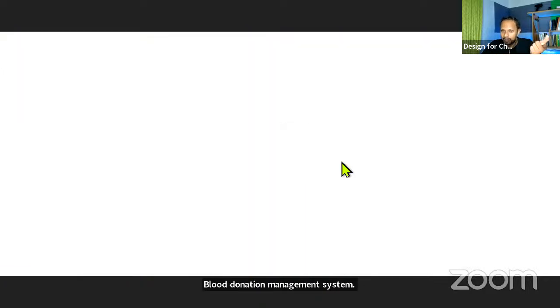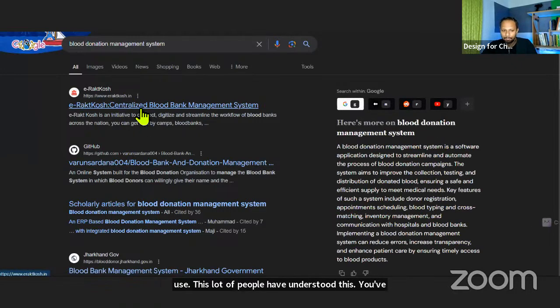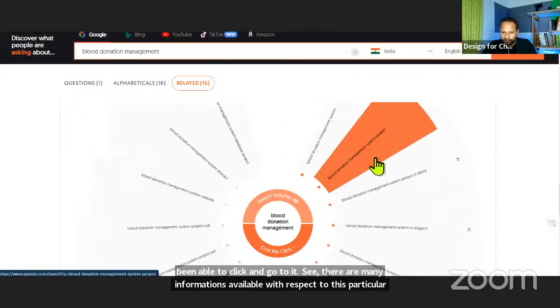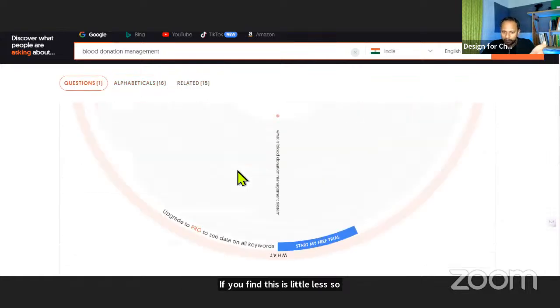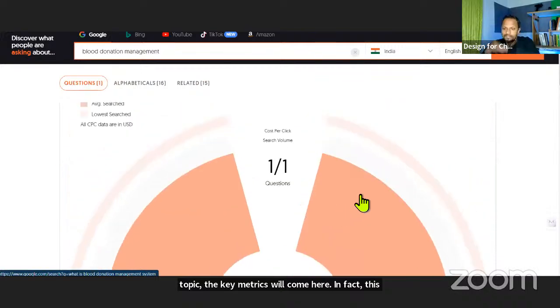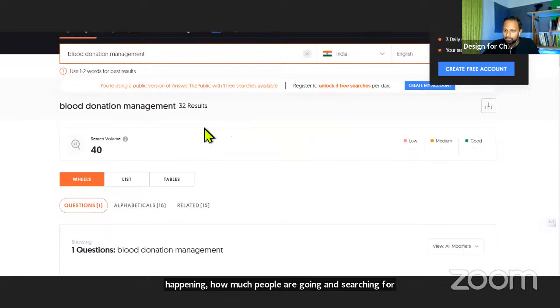A lot of people have understood this. You can click and go to it. See, there is a lot of information available with respect to this particular thing. You can find the link here. Again, go back. If you find something is a little less searched, whatever your topic, the key metrics will come here. It shows how many clicks are happening and how many people are searching for this particular topic. If you put a very relatable topic, like sports or something, the searches will be very high.